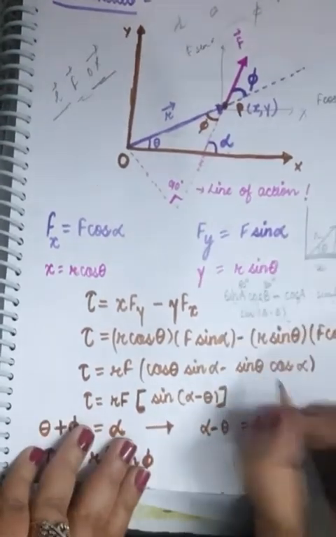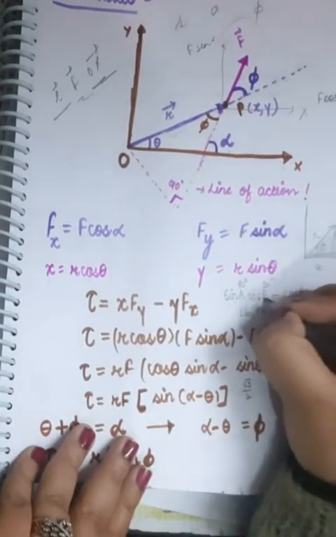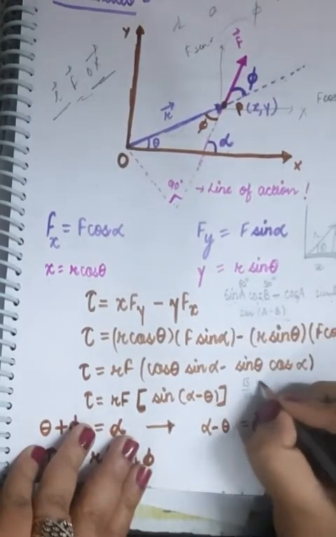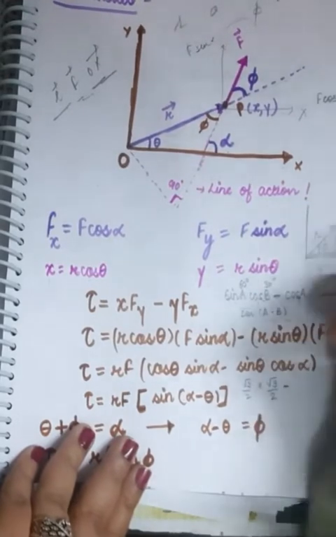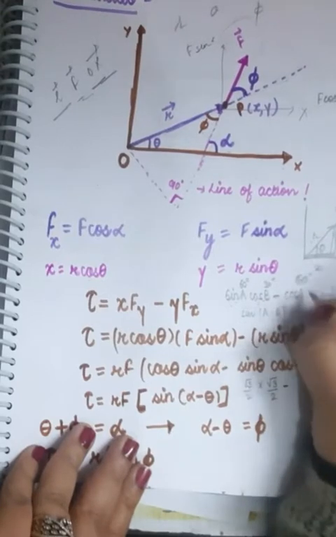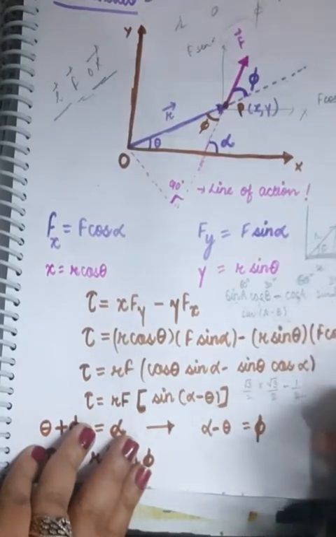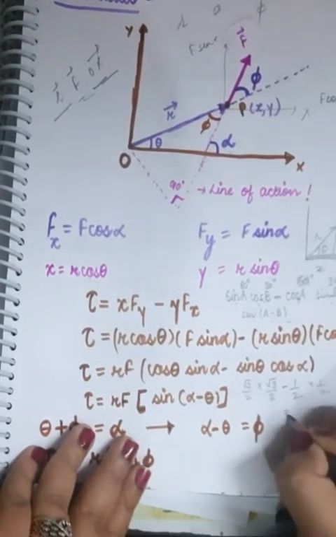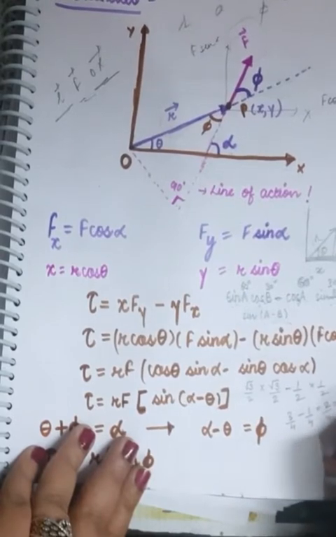Sine 60 degree is root 3 by 2. Cos 30 degree is root 3 by 2 again. Minus cos 60 degree, which is 1 by 2, and sine 30 degree is 1 by 2 again. This is 3 by 4 minus 1 by 4, which is 2 by 4, and 2 by 4 is 1 by 2.